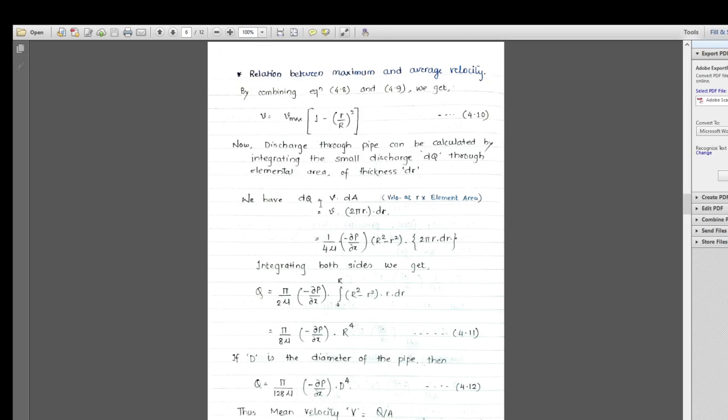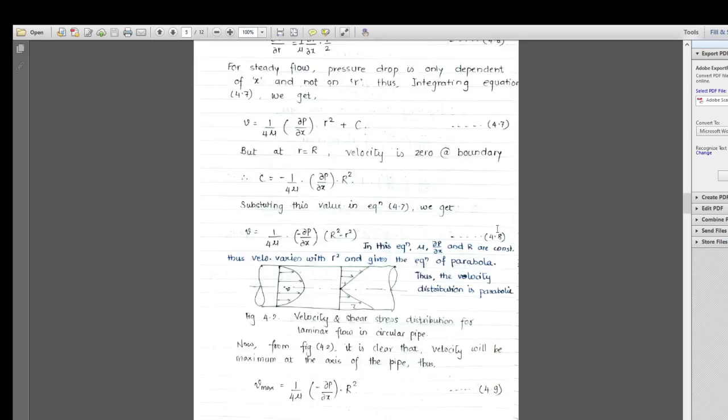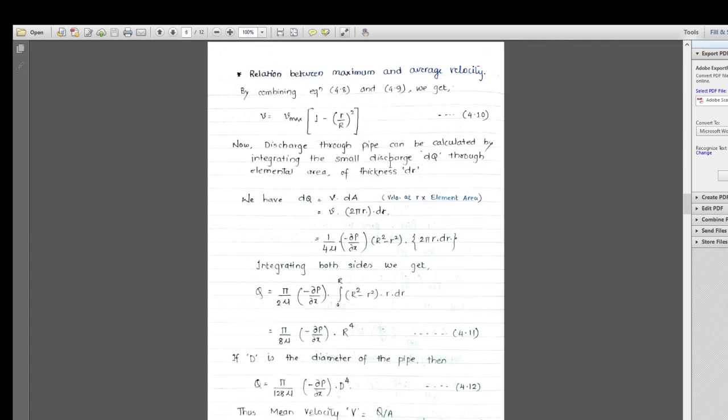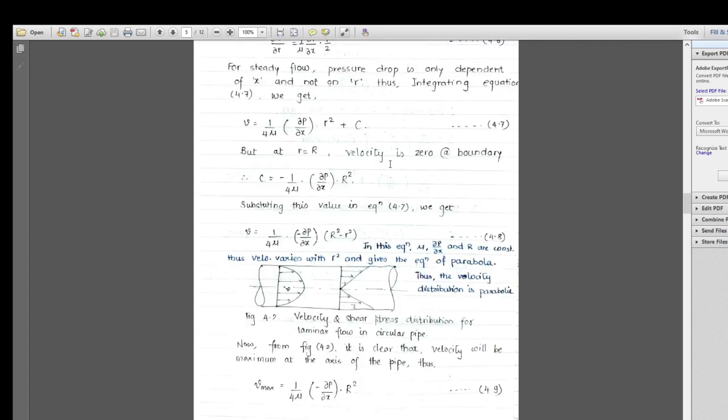Now we will see the relation between the maximum and average velocity. We know the equation 4.8, that is V is equal to 1 by 4 mu into minus delta p by delta x into (R square minus small r square). Also we know that V max is equal to 1 by 4 mu into minus delta p by delta x into R square. Combining both equations, let us see what we will get.